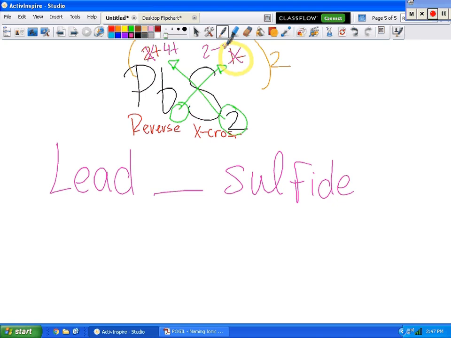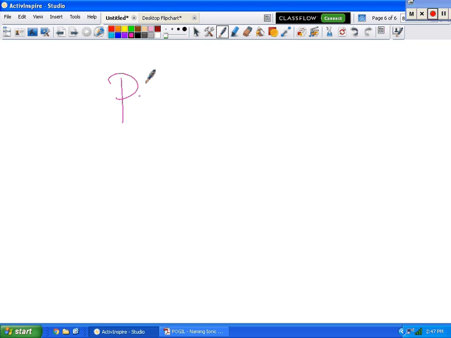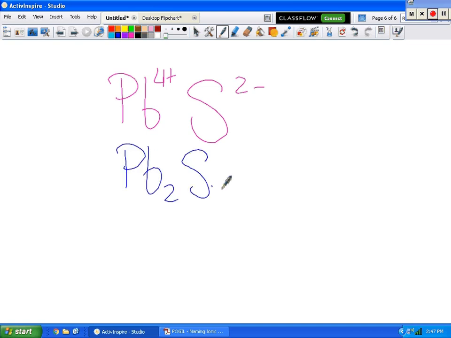So here's the deal, and I want to show you one additional thing. If it was originally Pb 4 plus, S 2 minus, what would you do with those charges to get the formula? You would have written Pb2S4, but you've seen this story. You got to reduce them. So that's where the formula came from.